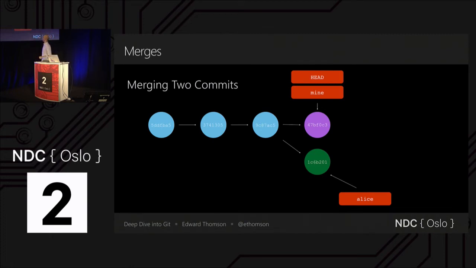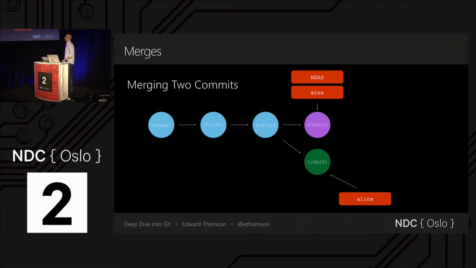In Git, it's super simple. You can look at the graph and see it, right? Alice's change is there, my change is there. Let's just walk backwards until we find the first common commit, the first commit that we both have in our repository, and boom, that's our common ancestor.